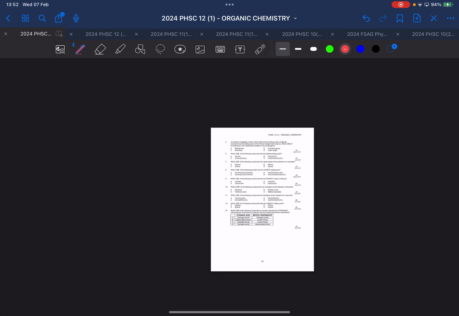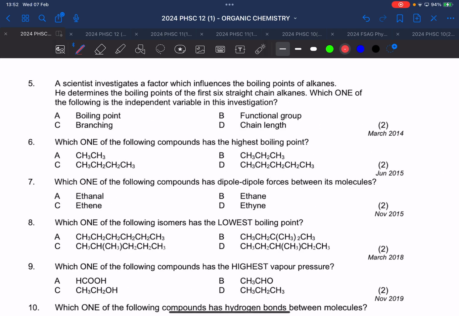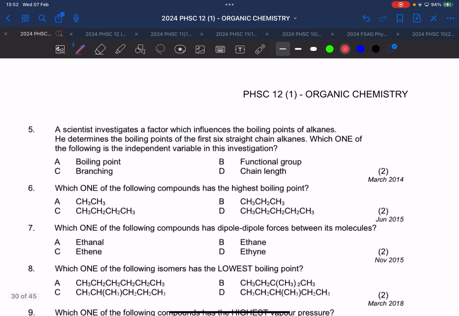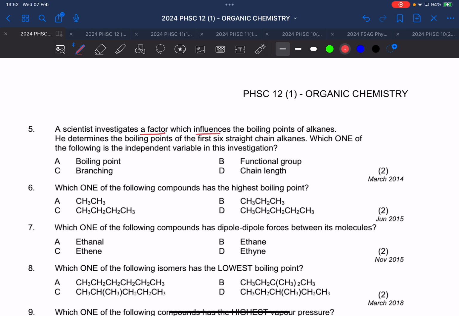Next. A scientist investigates a factor which influences the boiling points of alkanes. He determines the boiling points of the first 6 straight chain alkanes. Which one of the following is the independent variable in this investigation? He looks at a factor that influences the boiling point. The boiling point is the dependent variable because it's the thing that you measure. The independent variable is the thing that we change. What did he change? He looked at the boiling points of the first 6 straight chain alkanes.